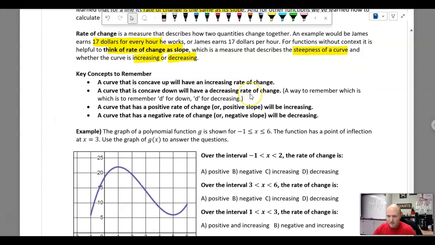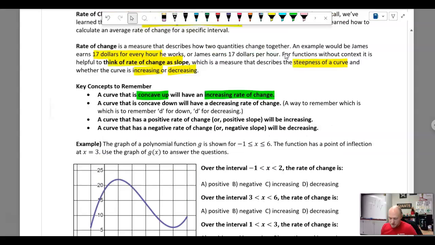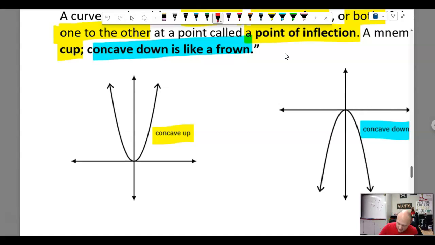Now, an important thing to remember is that if a curve is concave up, it will have an increasing rate of change. I'm going to go back to this graph right here. And here is concave up. This is very easy to see if I draw what's called a secant line between those. Isn't that an average rate of change of 0? Okay, and then if I draw another secant line between these, do you see how my rate of change increased? Right, that's a positive number.